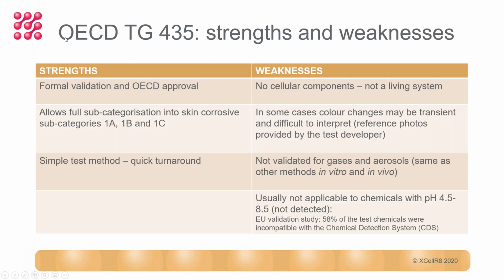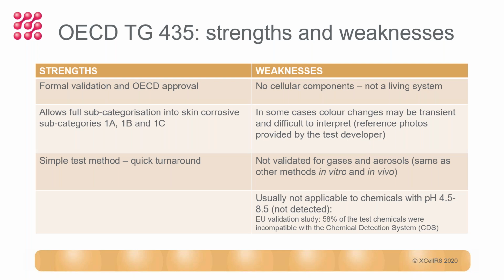So if we think about what the strengths and weaknesses are of this particular method, once again, it has formal validation and OECD approval. As we've just said, it allows full subcategorization into 1A, B, and C. And also it's a simple test method with a quick turnaround. It doesn't involve a need to wait for in vitro skin models to be manufactured and those cells to form a differentiated epidermis. It's a biochemical test essentially, and so it's much quicker to perform.